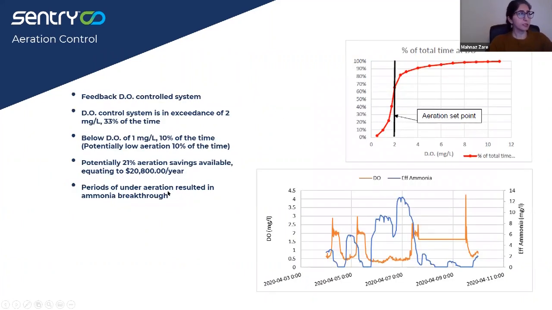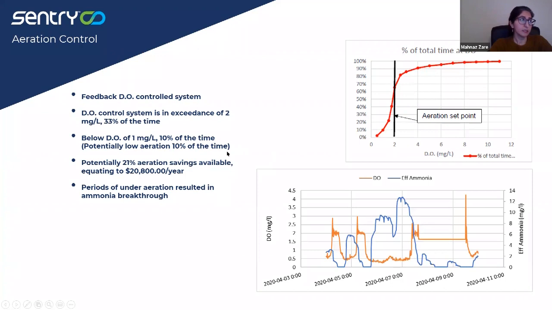Here is some background information about the DO control at this plant. It is a feedback DO control system. The top graph is showing the cumulative distribution of DO over time. The set point is 2 milligrams per liter. 33% of the time, the control system is above 2 milligrams per liter, and 10% of the time it is below 1 milligram per liter. So it means that potentially these 10% of the times are low aerated or prone to under aeration.